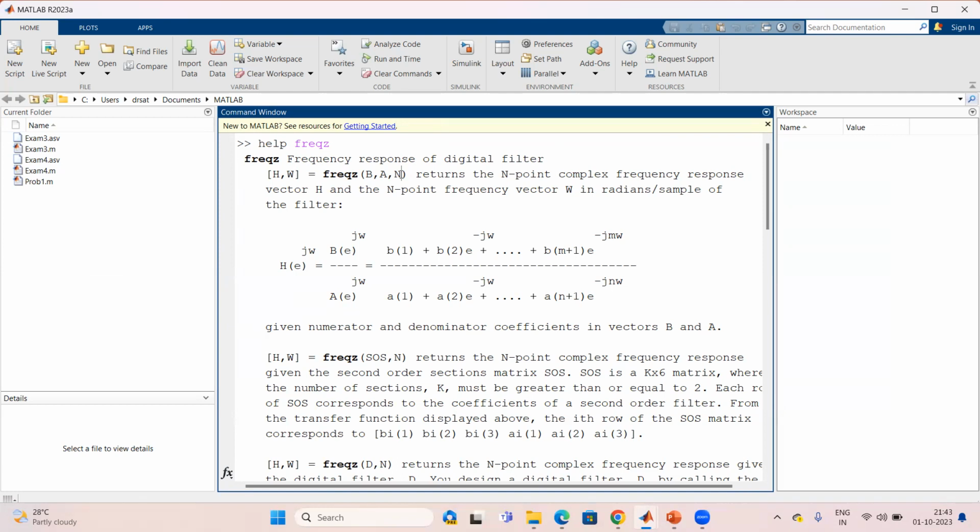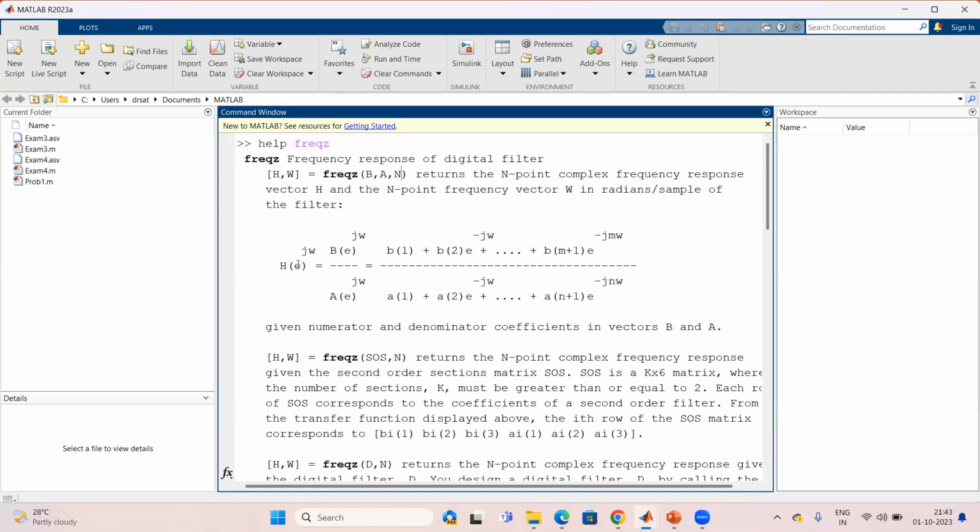So basically what happens, because omega's maximum value is pi, this pi is going to be divided by capital N, right? So that is going to give you n point complex frequency response vector h and n point frequency vector w in radians per sample of the filter.